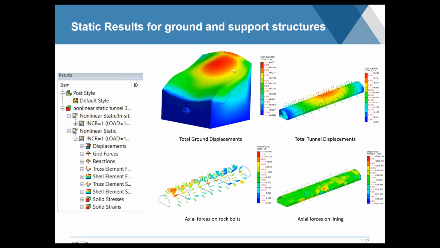And we see that reflected in displacements of the ground. If we were only going to show, let's say, displacements or deformations on the lining, we also see a concentration toward the middle back of the tunnel, which would be reflective of the terrain.